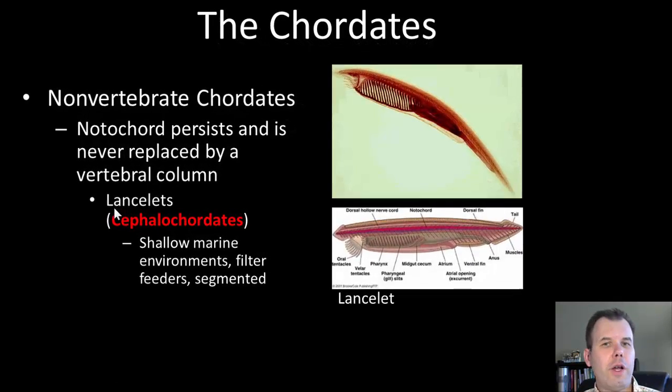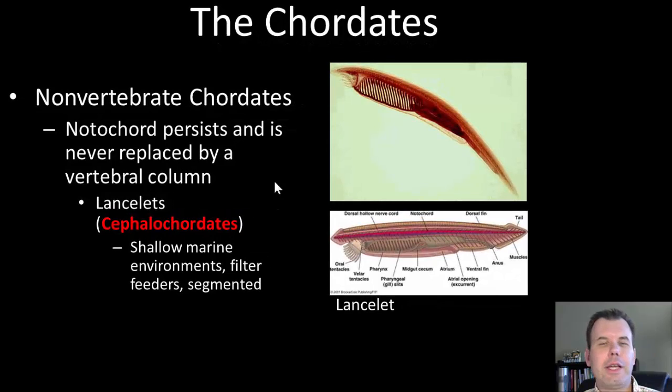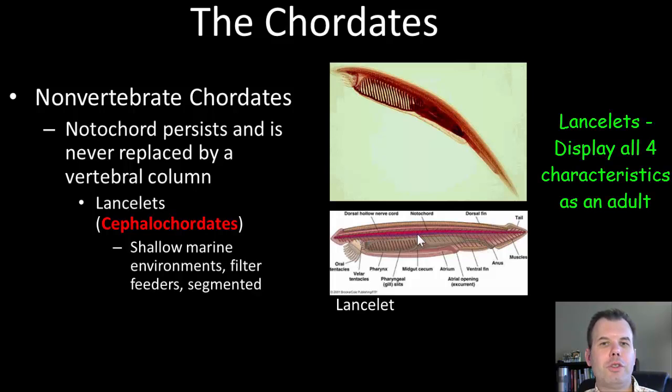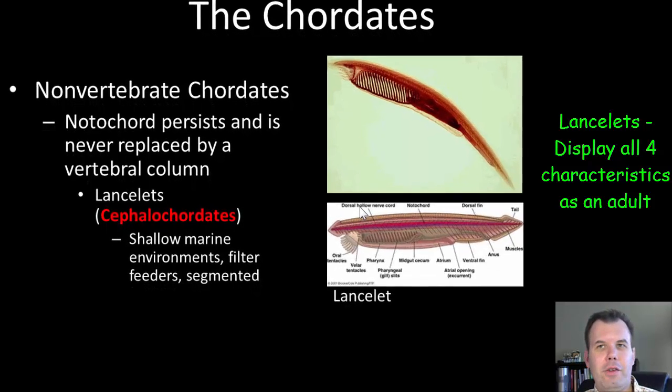And the two groups that are included in that are the lancets, and again, you're going to see this in the lab with our models, and so we expect you to know some of the parts of the lancet. So you're going to see the notochord, the dorsal nerve cord, the pharyngeal pouches or slits, and then finally the postanal tail. And so this is the one animal that displays all those characteristics even as an adult.